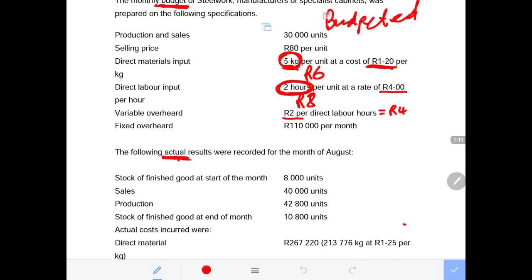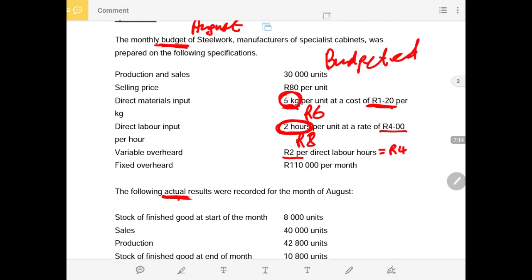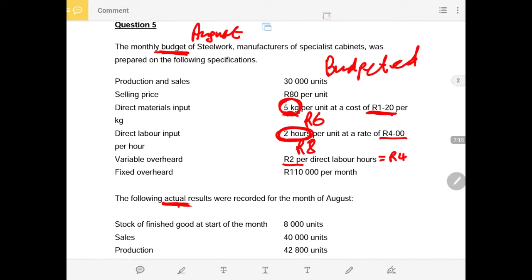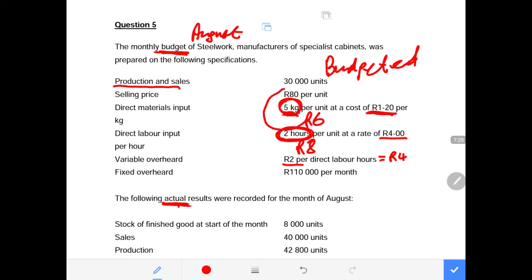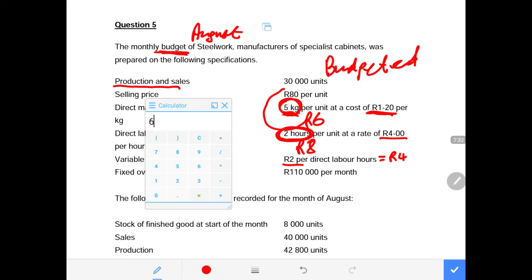So now, before I come here, let me complete what I'm supposed to complete here. If we wanted to produce 30,000 units, the total cost of material will be based on that 30,000. Therefore, 6 rand per unit times the number of units that we expect to manufacture. That means the total cost to produce 30,000 units in terms of material will be 180,000 rands.